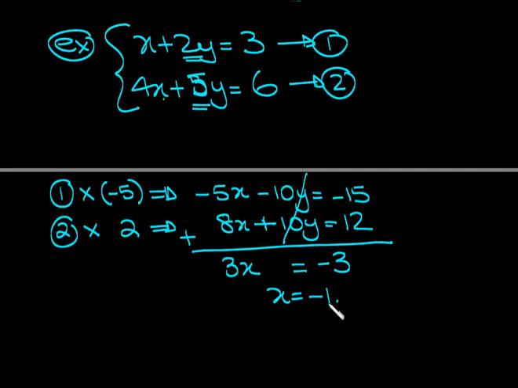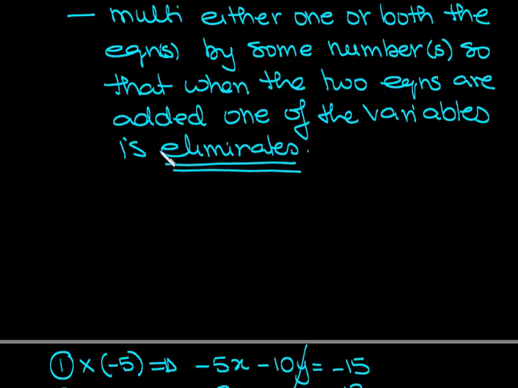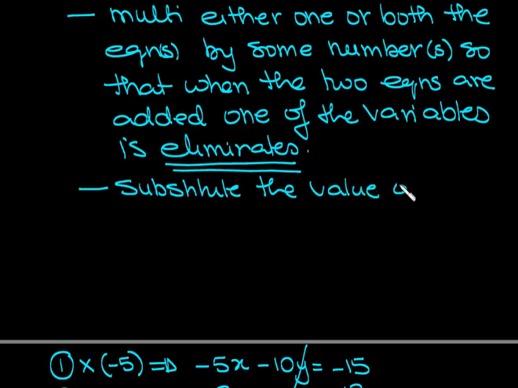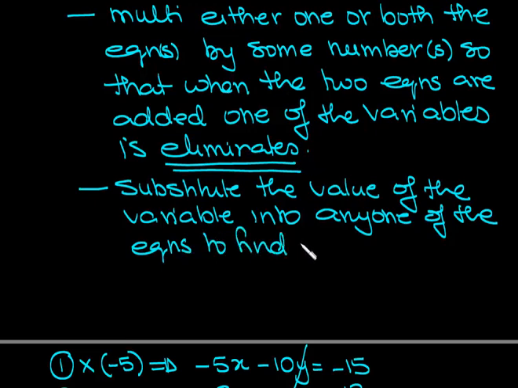So now how do you find the second variable? We just found one. I should have written that down here and I didn't, so let me do that. You can still figure out how to find the variable, but let me write it down. So you substitute the value of the variable into any one of the equations to find the other variable.